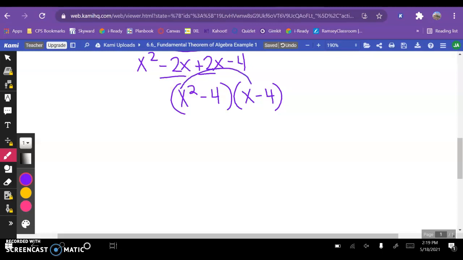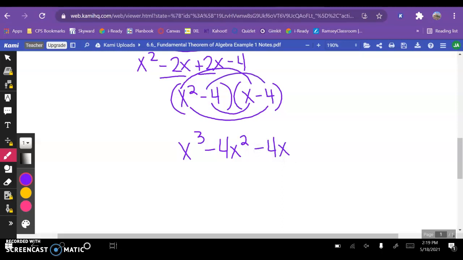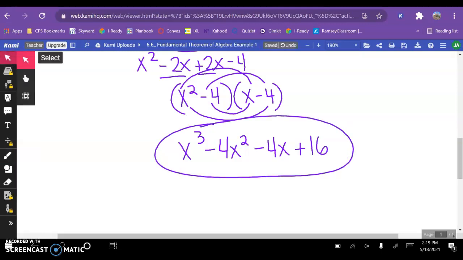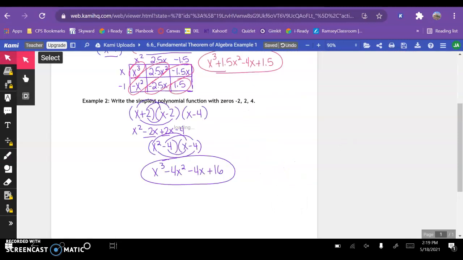So I have x squared times x, which would be x cubed. Outside, -4 times x squared, so that would be -4x squared. Inside would be -4 times x, so that's -4x. And last, we have -4 times -4, which is a +16. So this would be the polynomial. If we factored it out and solved, we would get -2, 2, and 4 for our final answer.